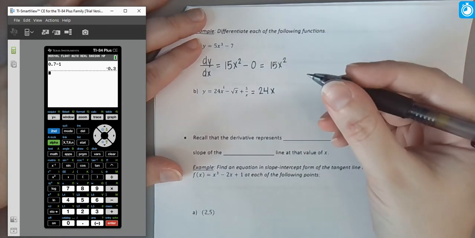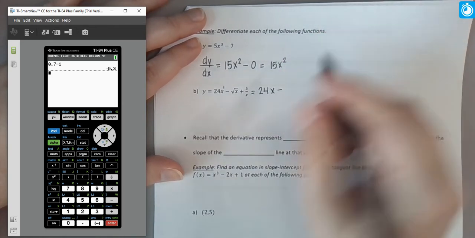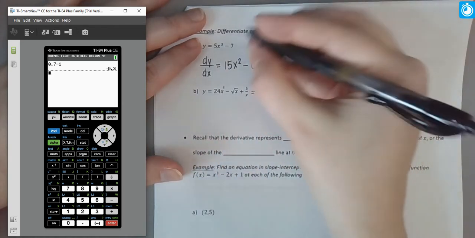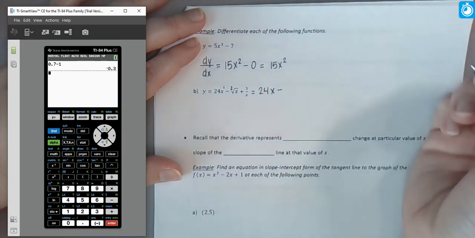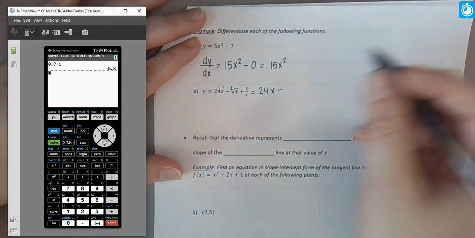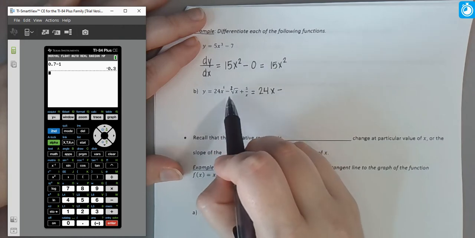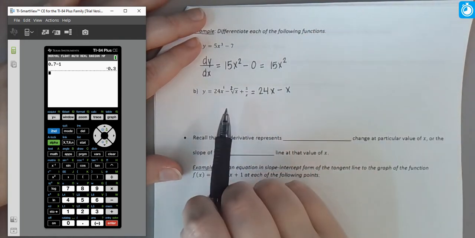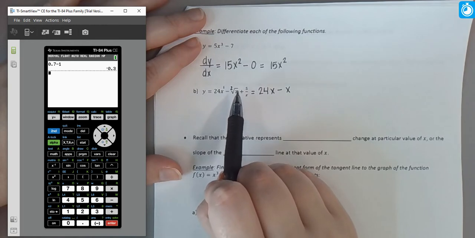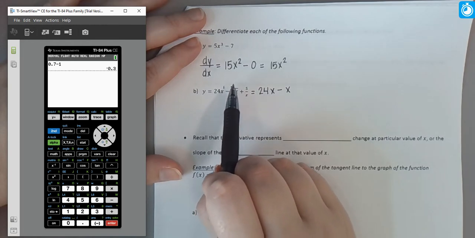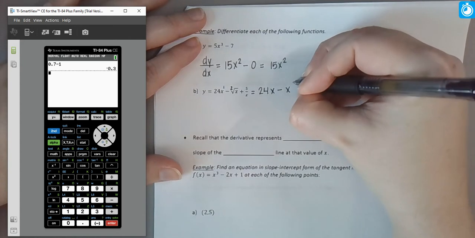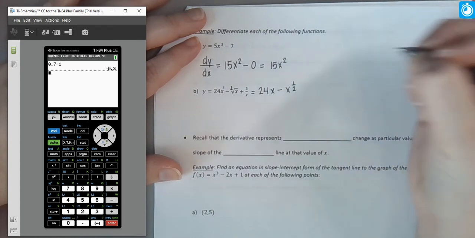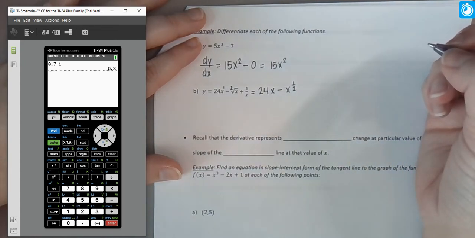So 24x, that'll be fine. The square root of x, remember there's an implied 2 that's not written, in the index. If we want to write this in an exponential form, we're going to keep our base, x, and then the exponent is going to be 1 divided by whatever that index is. So a square root is the same thing as an exponent of 1/2.